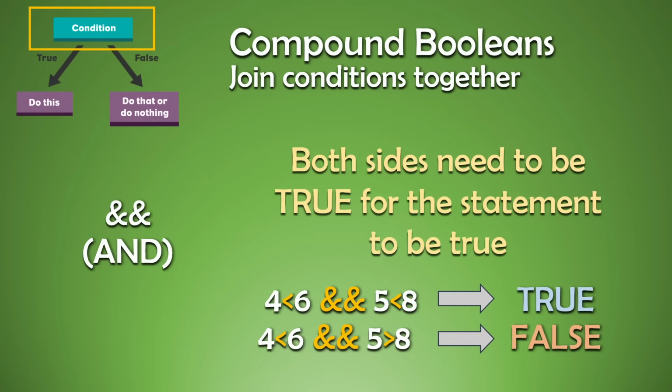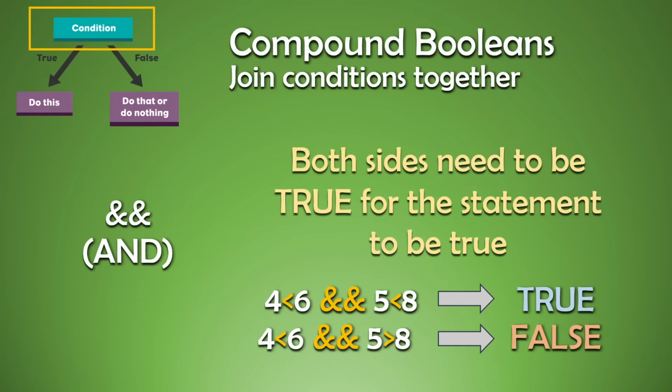true, right? So if you look at the example there, 4 less than 6, that's true. 5 less than 8, that's true. So both sides here are true. Therefore, the result will be true. However, if you look at the next one, this is true, yeah, but that is not true. 5 is not greater than 8. So this is false. Therefore, this and this becomes false because they're not both true. Therefore, the whole thing evaluates to false.